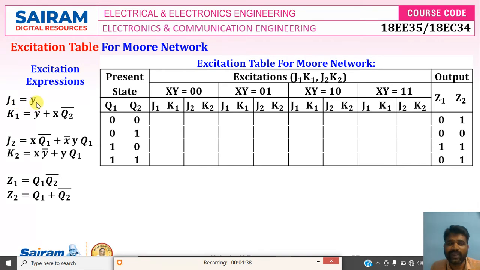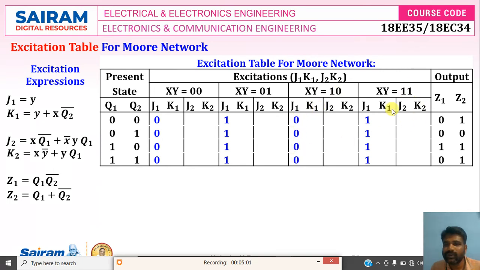J1 is equal to y, independent of the state variables and x. That means here J1 is equal to y. Here y is equal to 0, so it is 0. Correct? And here y is equal to 1, so it is 1. And here y is equal to 0, so it is all 0.